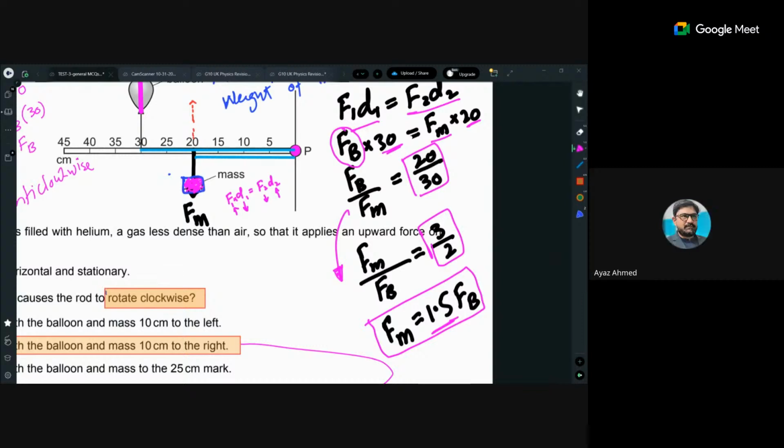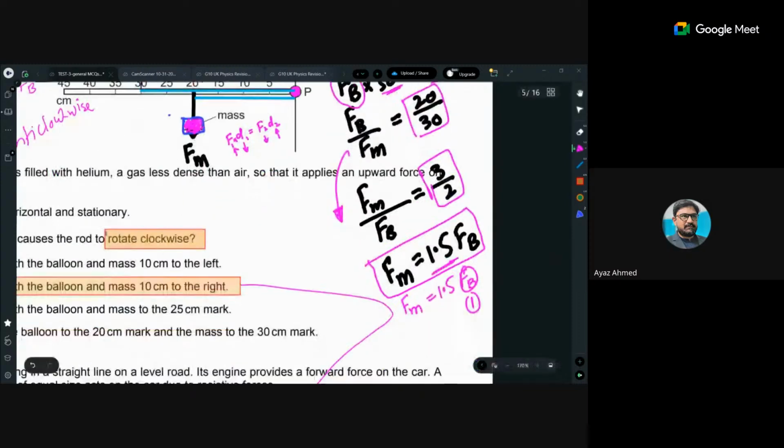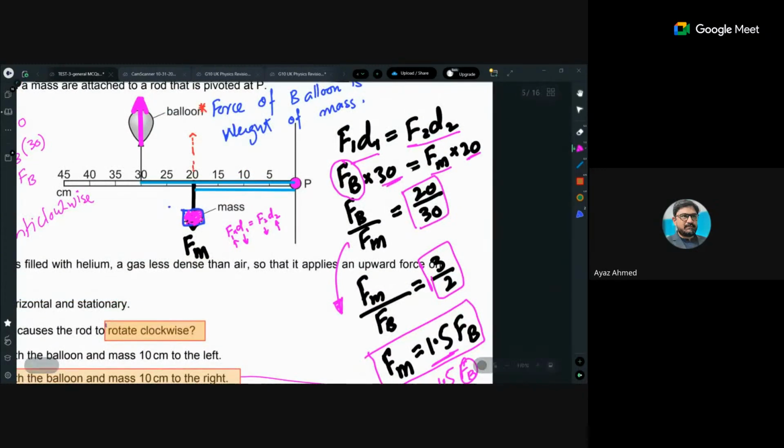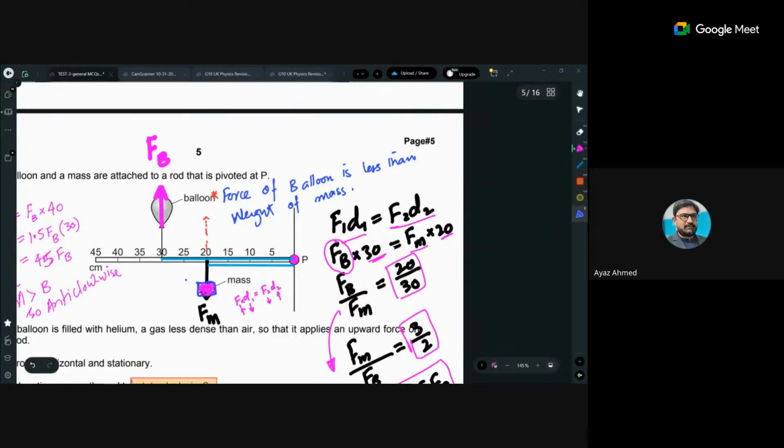3/2 means 1.5 times. So it means force of the mass is equal to 1.5 times force exerted by the balloon. So if I say force exerted by the balloon is 1 Newton, then what is the force exerted by the mass? 1.5. Now you got it. I'm just going to make it a numeric value. If it is 10 Newton, let's say, this value will be 15 Newton. Now my point is clear to you?